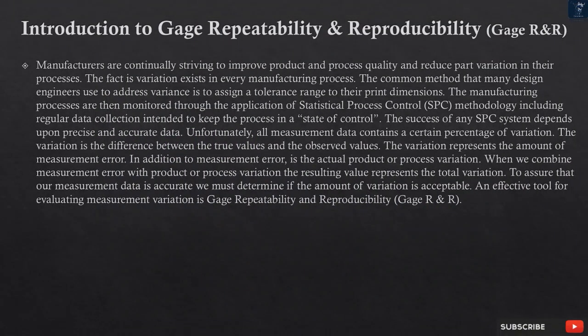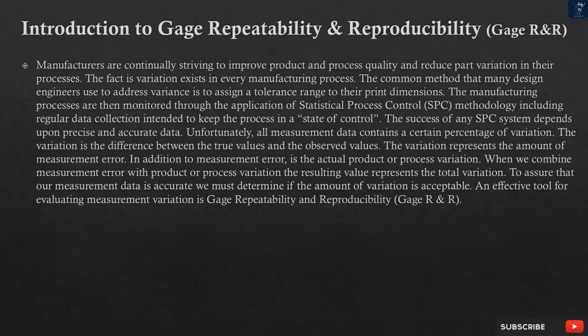Introduction to Gage Repeatability and Reproducibility, GR&R. Manufacturers are continually striving to improve product and process quality and reduce part variation in their processes. The fact is, variation exists in every manufacturing process. The common method that many design engineers use to address variance is to assign a tolerance range to their print dimensions. The manufacturing processes are then monitored through the application of statistical process control (SPC) methodology, including regular data collection intended to keep the process in a state of control.